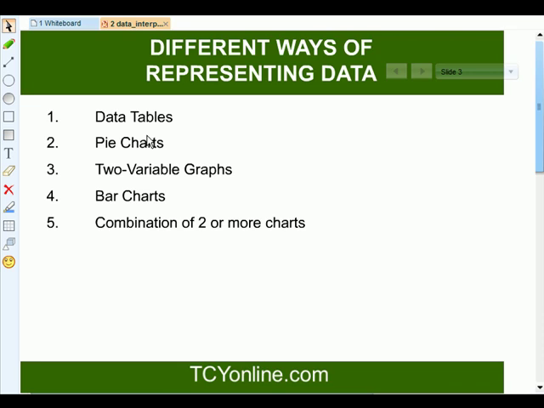Now let's see what exactly are the different ways of representing data. The very first one is the data tables. Here the data is represented in the form of tables. Then we have pie charts, which we also call circle graphs or circle charts. After this we have two variable graphs. Then we have bar charts. Bar charts can be horizontal bar charts or vertical bar charts. Then after this we have the combination of two or more charts.